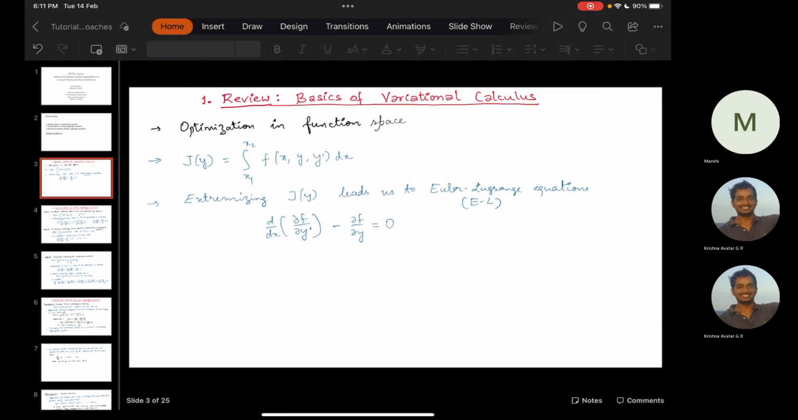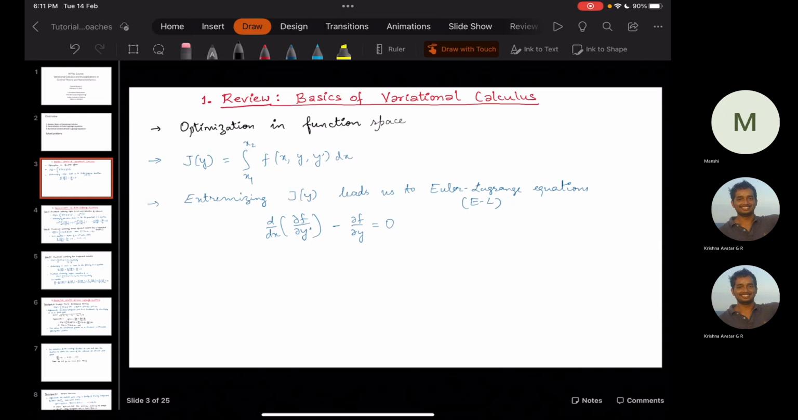So we start with a very basic functional, say J of y, defined as the integral from x1 to x2, which is a domain, and we will be discussing a fixed domain right now. So here it's over a fixed domain, x1 to x2. So the integrand is a function of x, y, and y prime.